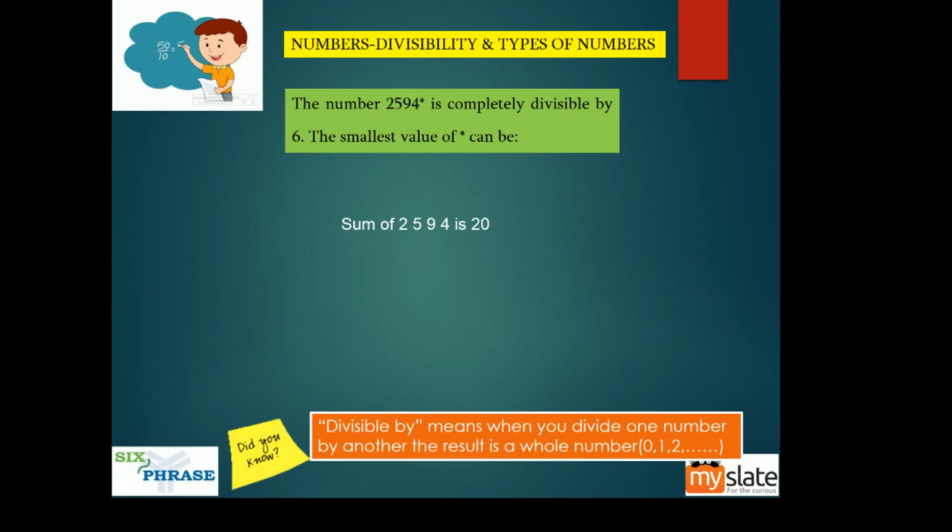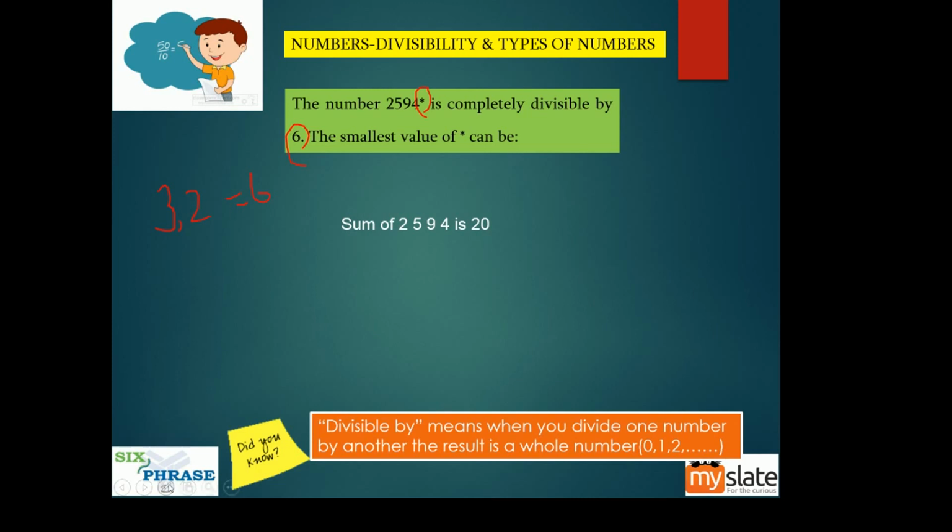Number 2594 is completely divisible by 6. Guys, this is a composite number. So LCM of 3 and 2 will give you 6. So it should be divisible by 3 and 2. You have to watch this carefully. The smallest value that you put here must be divisible by 3 and 2.